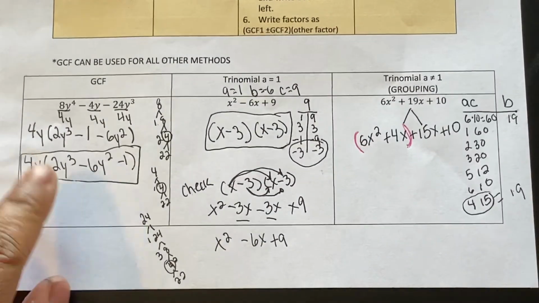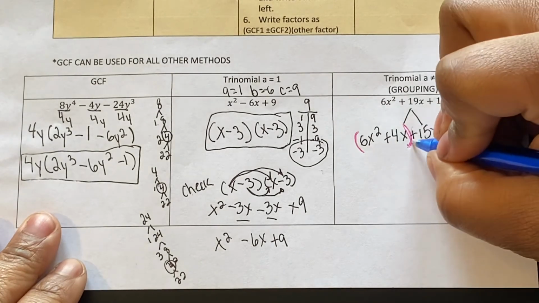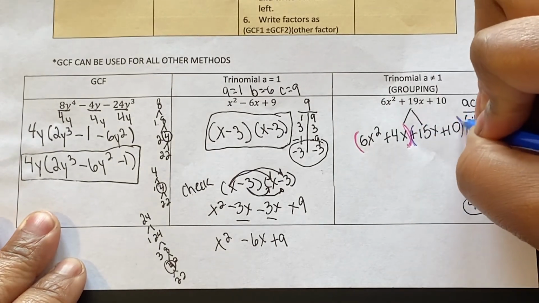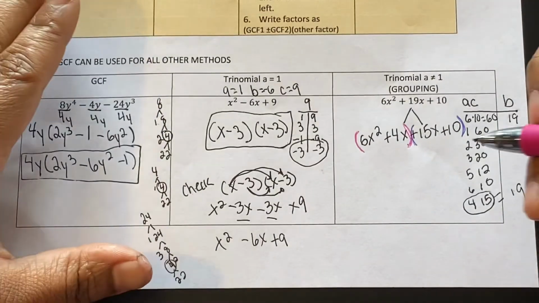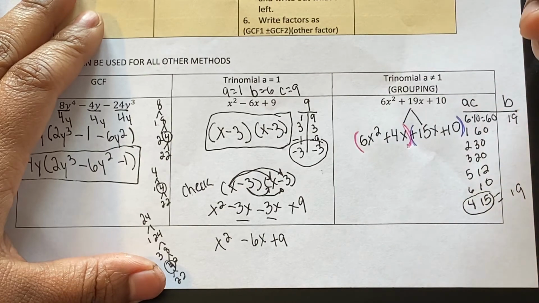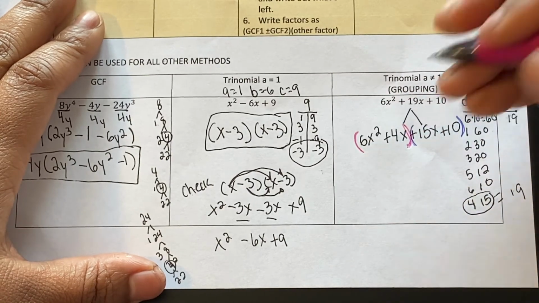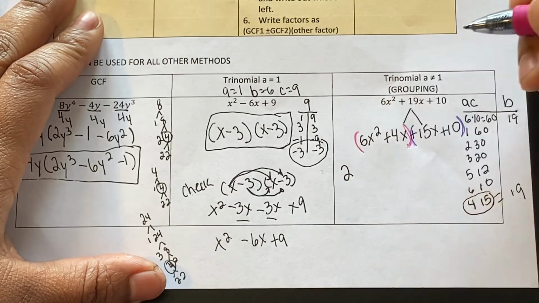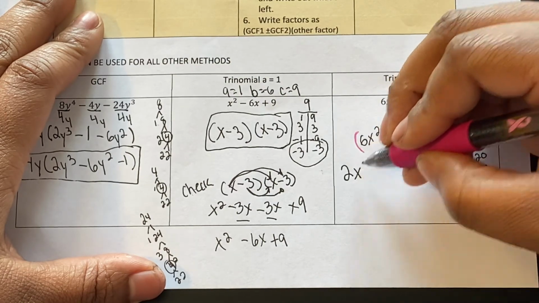6x squared plus 4x is group 1. And my second group is going to be positive 15x plus 10. Now we're starting our grouping method. Once you have your two groups, you have to find the GCF of both of those. So what's the greatest common factor between 6 and 4? That would be 2. And the greatest common variable would be x. They both have at least one x.